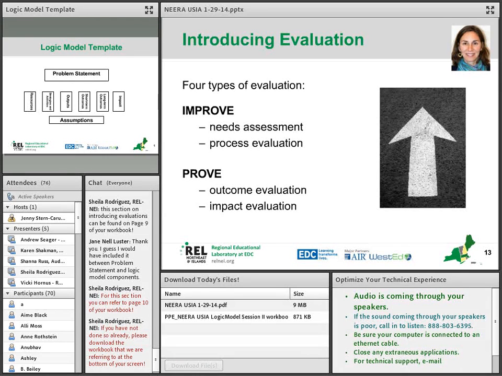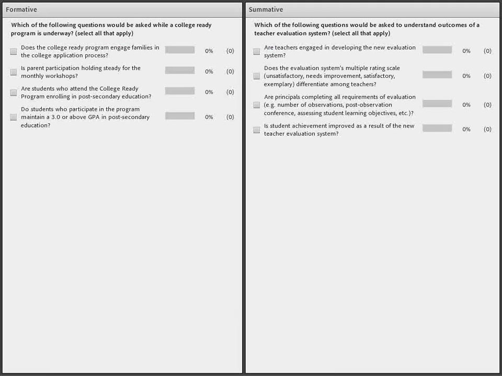We'd like to do something here where you're going to see your first poll for today. And again, we're trying to use this format to really get you thinking and pull your ideas out. So we've got two questions up on this poll, and we're trying to help you think about the difference between these improve or formative types of evaluations and prove or summative types of evaluations. You'll see the first poll is asking you, thinking about the College Ready program, what might be a formative type of evaluation question? And the second poll asks you, and you can select all that apply, there's more than one in each case, to think about an outcome type of evaluation for the teacher evaluation system.